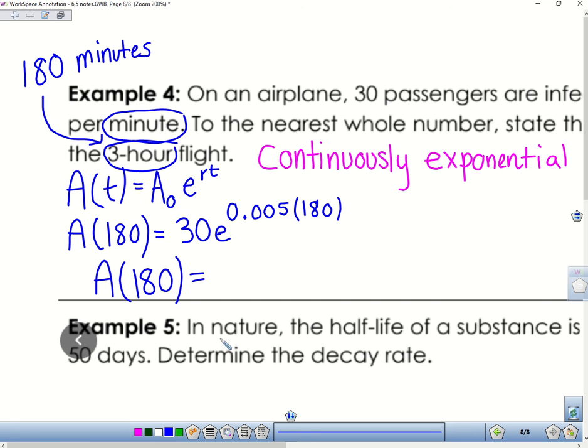So this one we haven't done in a while, this calculation, so let me talk you through it again. If you have a phone calculator or a TI-30, this is the process you're going to do. You're going to do 0.005 times 180, and then you're going to hit the E button. If you're on a regular phone calculator, it's going to be e to the power of x. If it's on one of these calculators, you have to do second e. When you do that, it's going to come out to be about 2.45. Then you're going to multiply that amount by 30, and that should give you approximately 74 people.